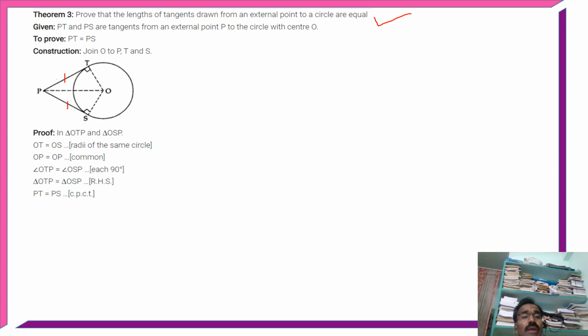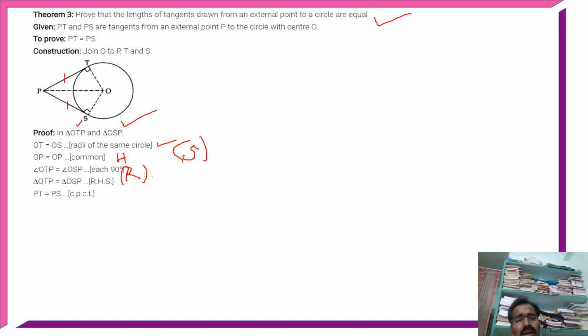after joining OP, we get OTP and OSP, two right triangles. If you observe, OT equals OS, which are radii. We'll start with RHS, that is, first right angle: angle OTP equals angle OSP, which is a right angle. And OP equals OP, which is the hypotenuse, the common side, and OT equals OS, which are the radii sides.